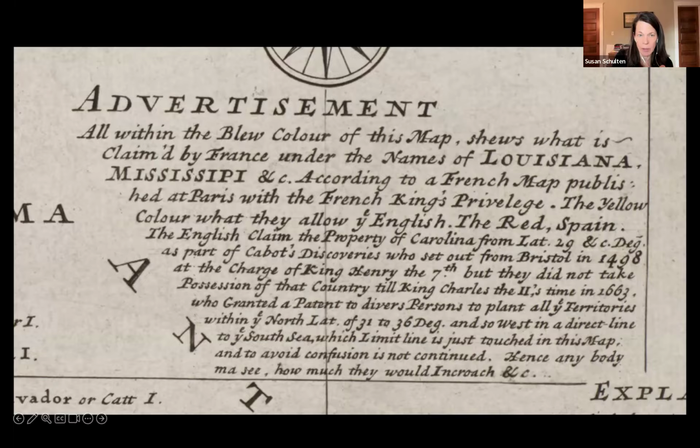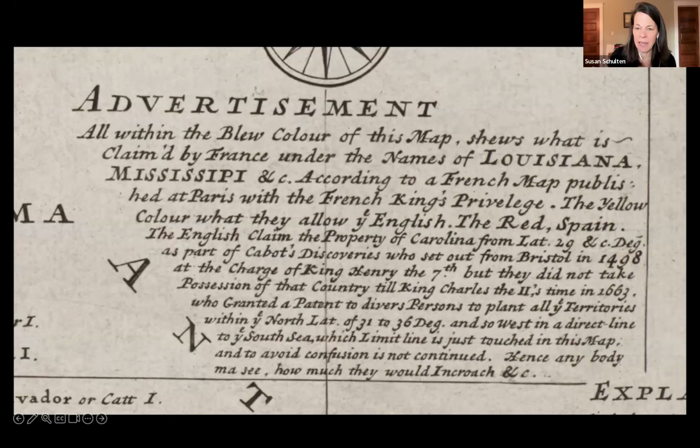And I'll just read you a little bit. All within the blue color of this map shows what is claimed by France under the names of Louisiana, Mississippi, etc., according to a French map published at Paris with the French king's privilege, in other words, Delisle's map. The yellow color are what they allow us English, the red Spanish. The English claim the property of Carolina from this latitude as part of Cabot's discoveries, etc., etc.